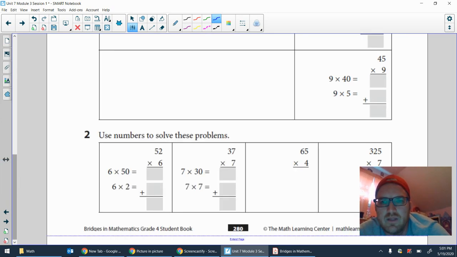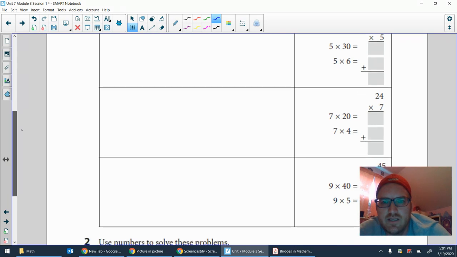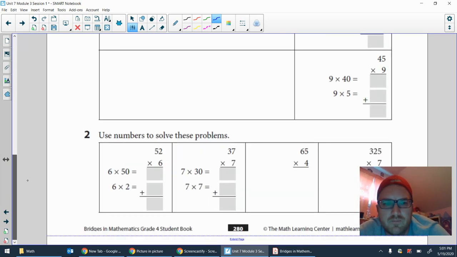So you're going to copy what they've done, or replicate it, I should say, on these following problems. So you need the drawings for each, and then you need to fill in the answers below. Then down here on the bottom part, they're simply having you fill in the parts below it. If you want to solve it another way to double check your work, I would definitely encourage you to do that.